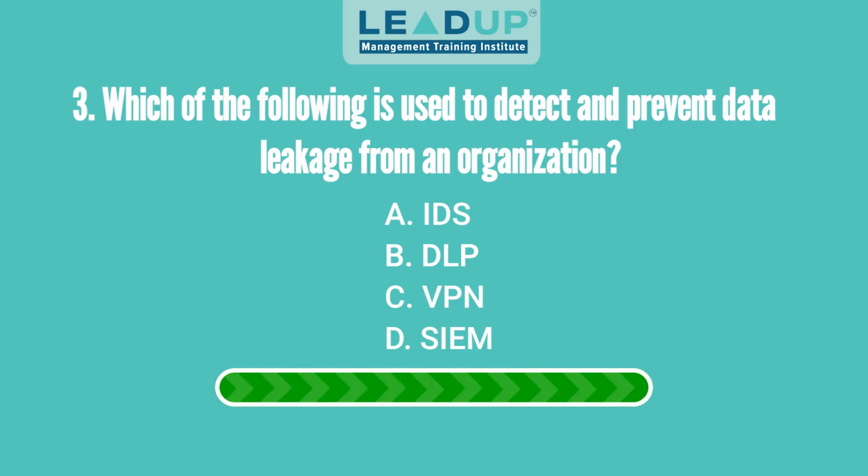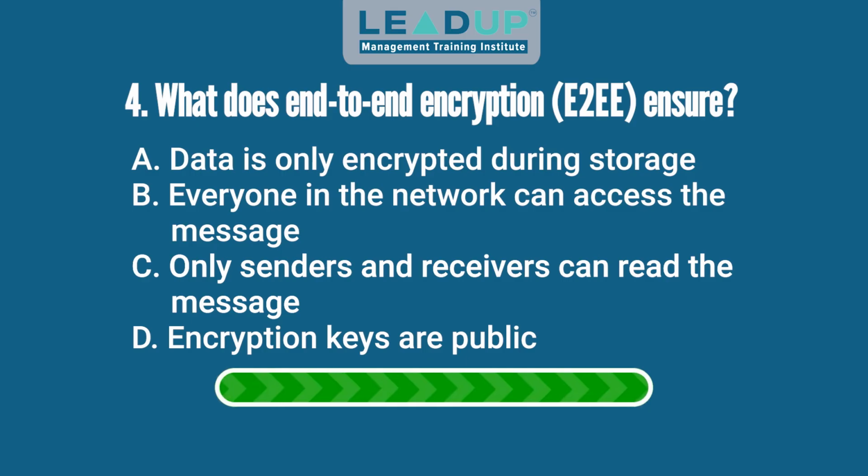Question 3. Which of the following is used to detect and prevent data leakage from an organization? A. IDS, B. DLP, C. VPN, and D. SIEM. The answer is DLP.